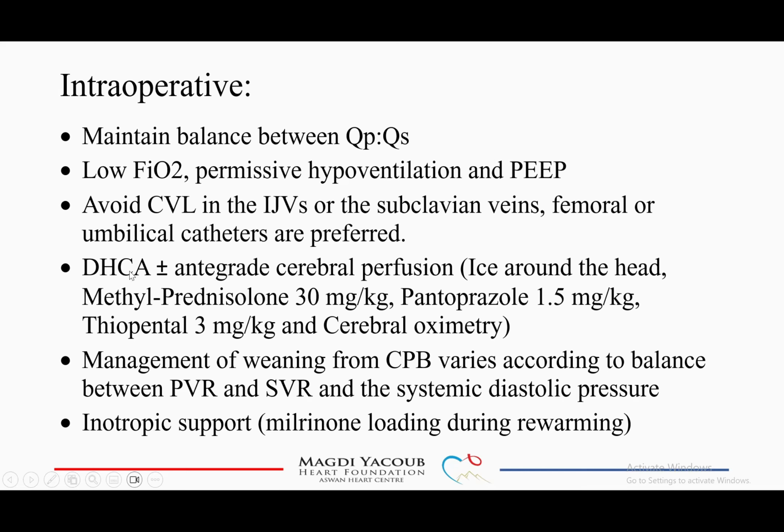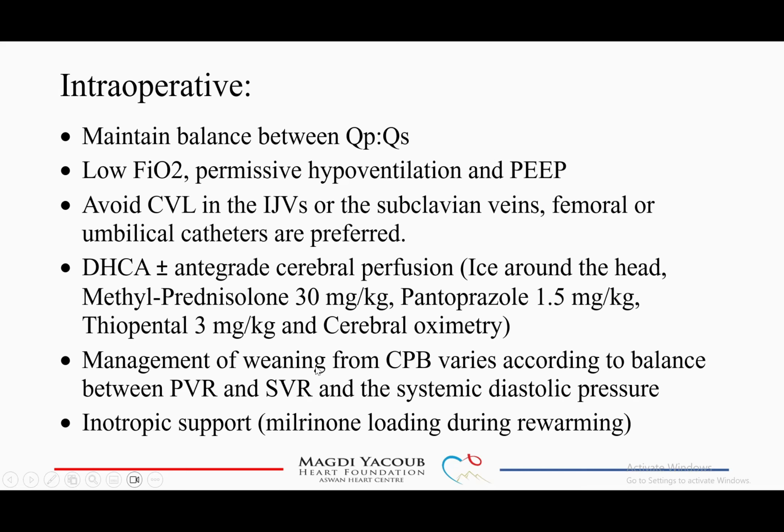Deep hypothermic circulatory arrest plus or minus antegrade cerebral perfusion, so we put ice around the head, we give methylprednisolone, pantoprazole to avoid the peptic ulcer due to the high steroid dose, thiopental for an isoelectrical brain activity to decrease the brain metabolism, and cerebral oximetry. We also, in this case, should put a right radial or right axillary line to monitor the brain perfusion during the antegrade cerebral perfusion.